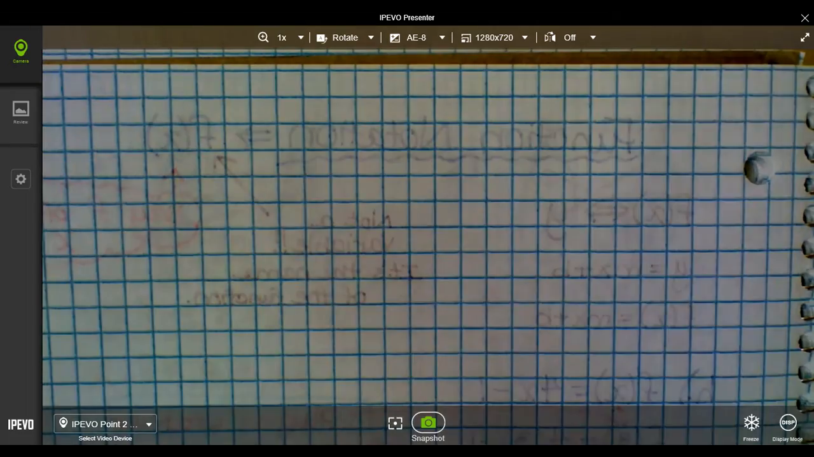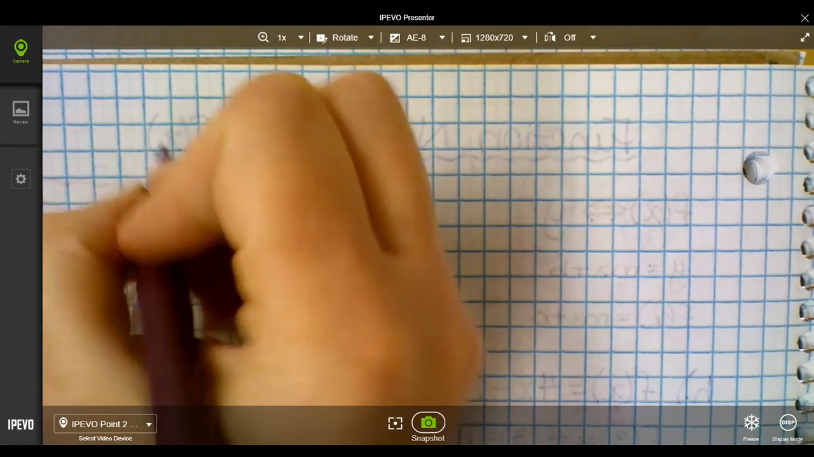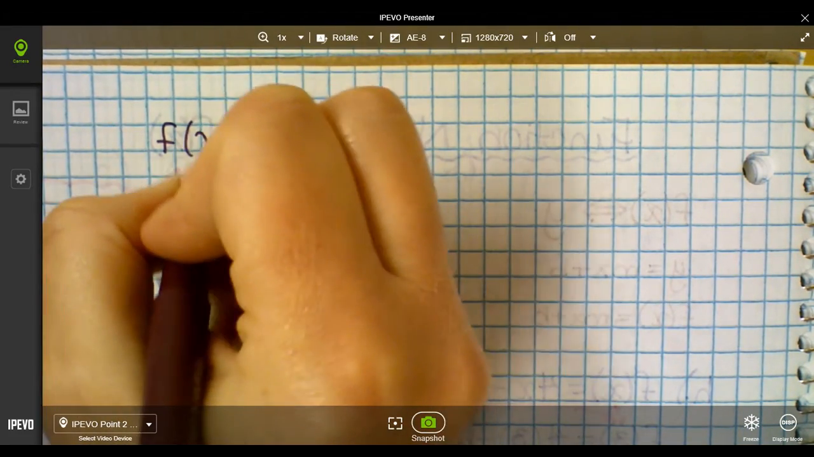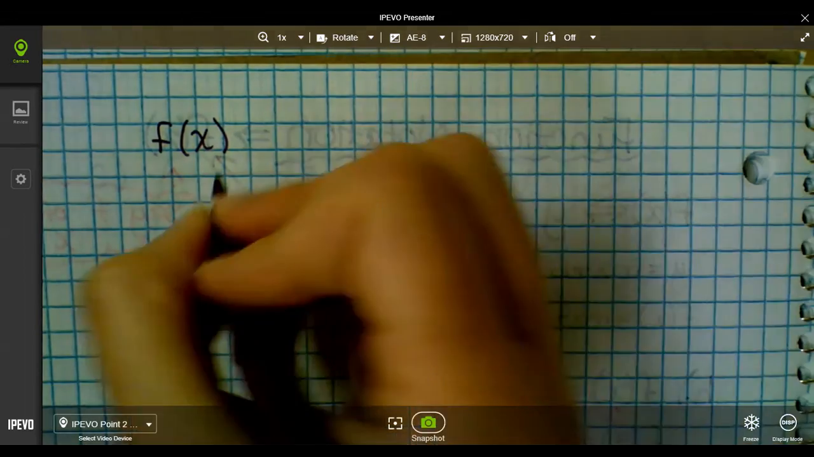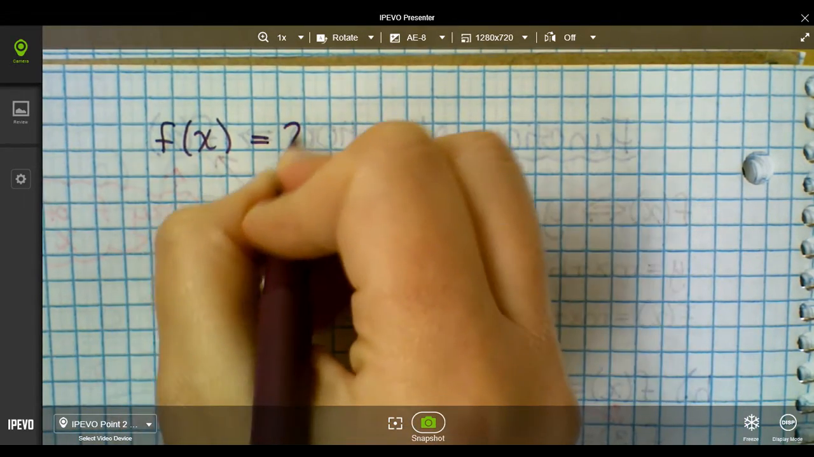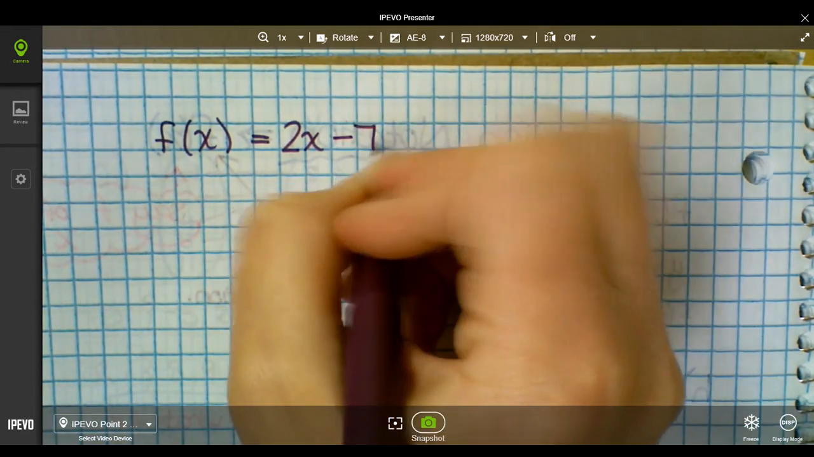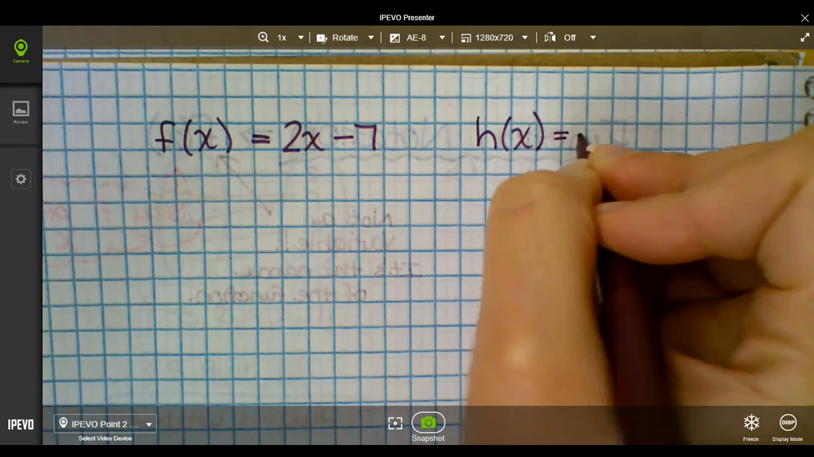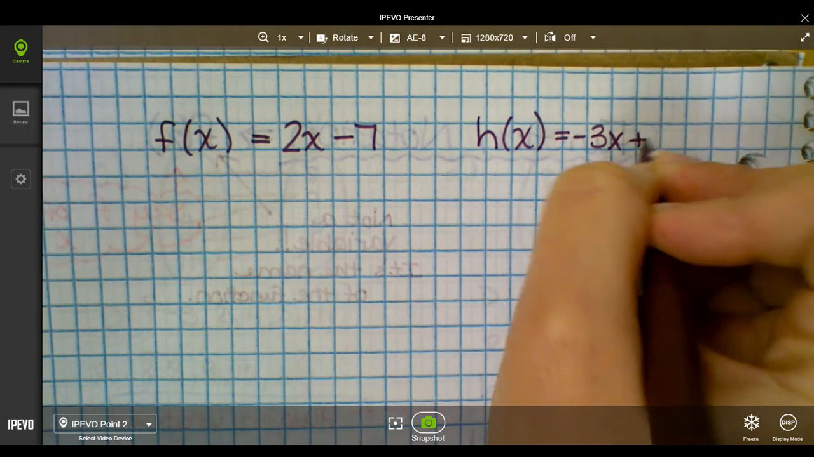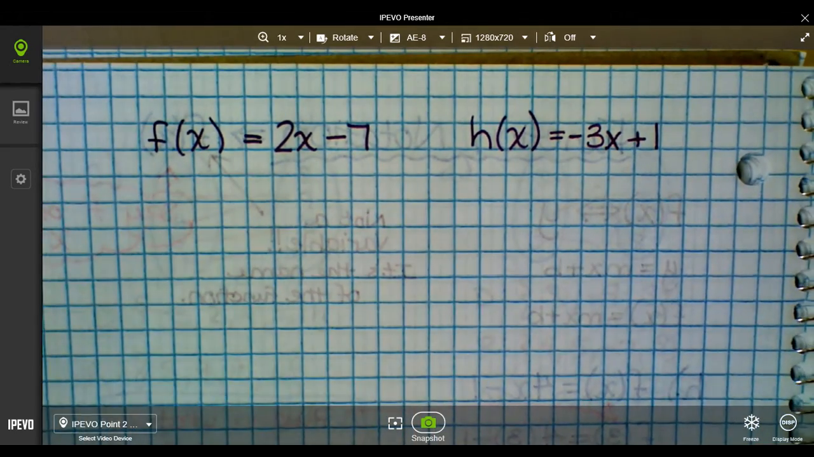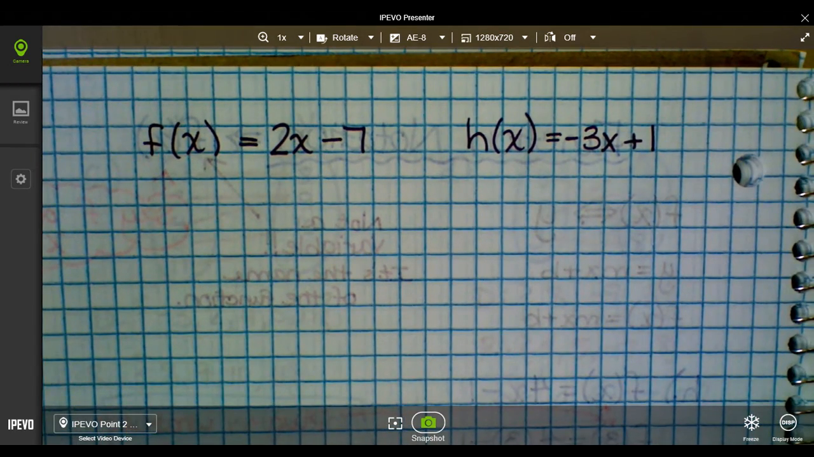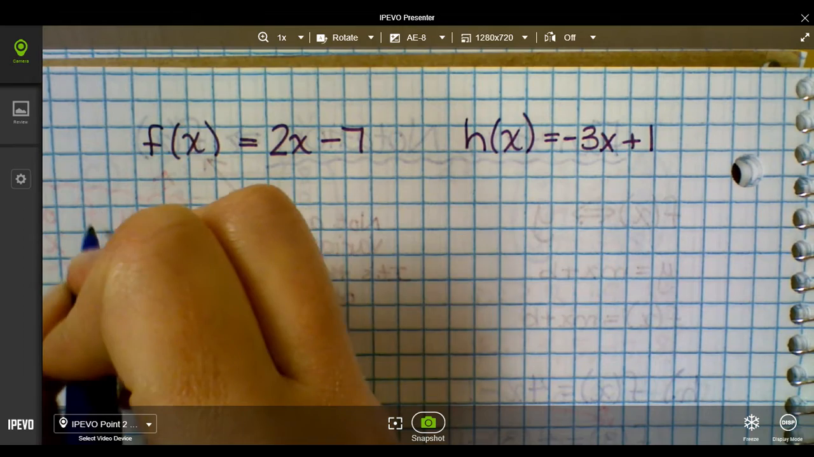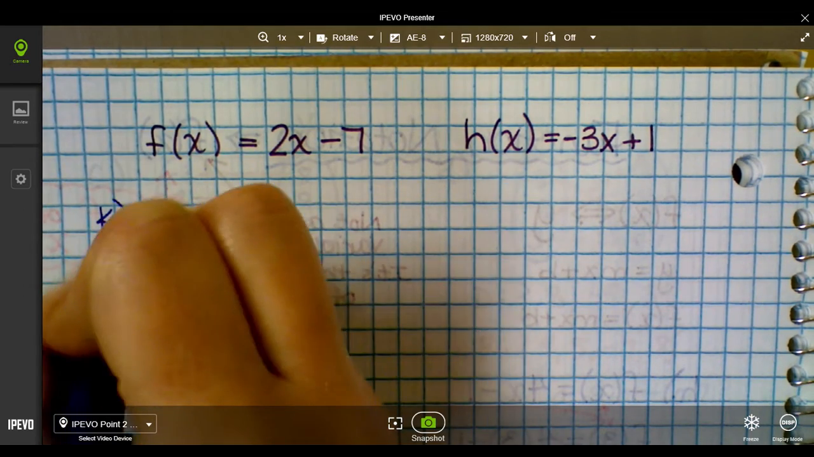Okay, for these ones, I'm going to give you a couple of different functions again. So f of x equals 2x minus 7, and h of x equals -3x plus 1. But now the examples that I'm going to give you are going to look a little bit different. So we are on K.